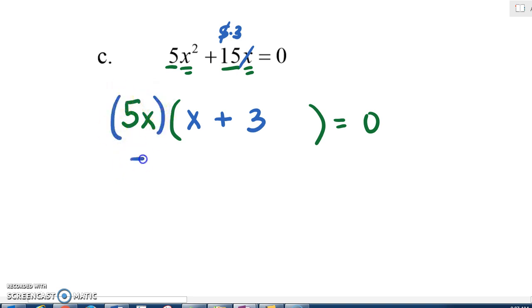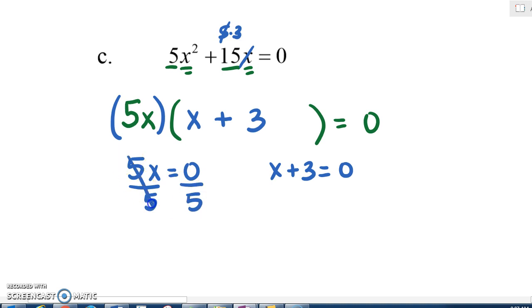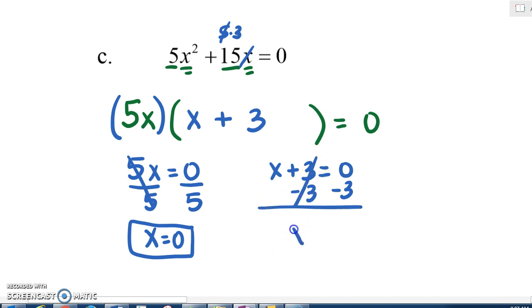A lot of people think 5x is not a factor, but it is. It looks kind of odd, but it is. And then x plus 3 equals 0 as well. So zero product property. Each factor is equal to 0. Solve 5x equals 0 by dividing both sides by 5. And x equals 0 divided by 5 is 0. You can even check that on your calculator to verify my work. And then you're going to subtract 3 for the other factor, and x equals negative 3 is our second answer. So here are the 2 answers for our quadratic.